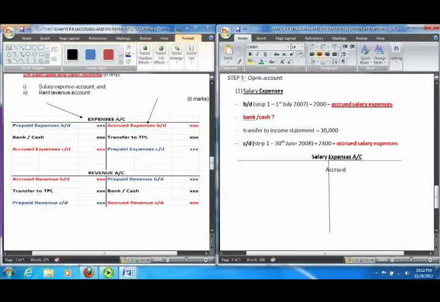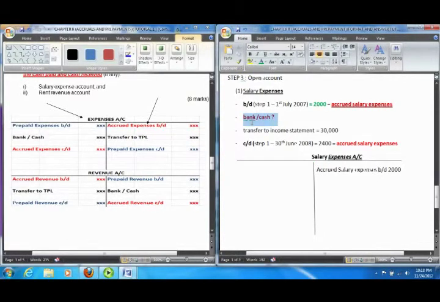Substitute only, class, no problem. Accrued salary expenses BD. Can I know what is the amount of accrued salary expenses? No need to see in the question, because we have extracted all the information in your step 2. All this information you can get from your step 2. It is 2,000. Clear? Alright. Class, that is your BD.